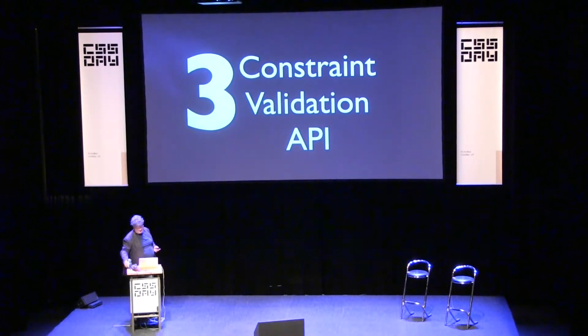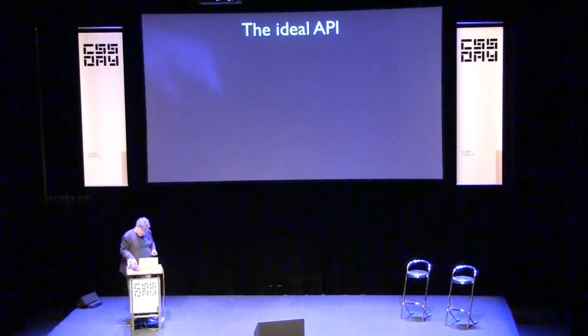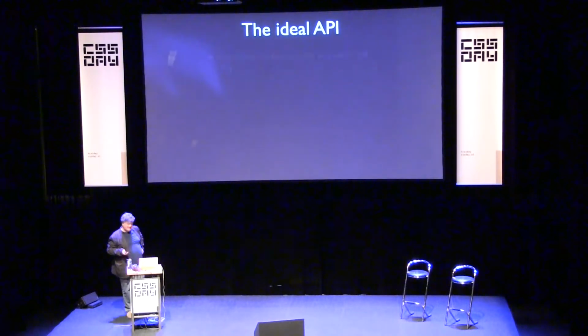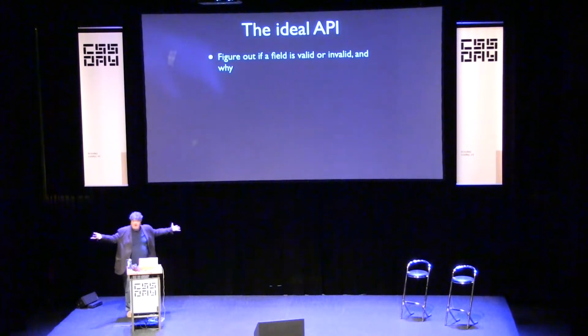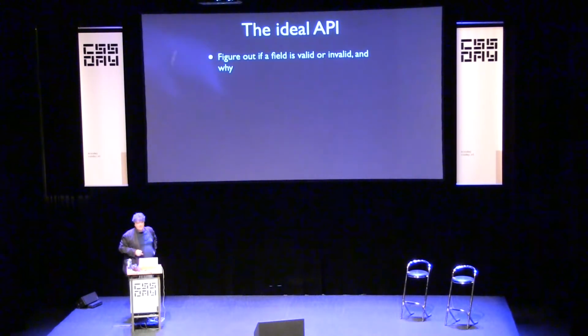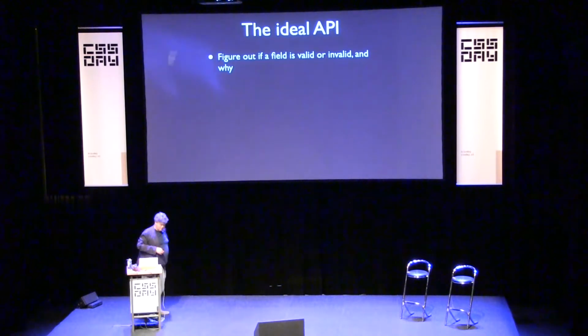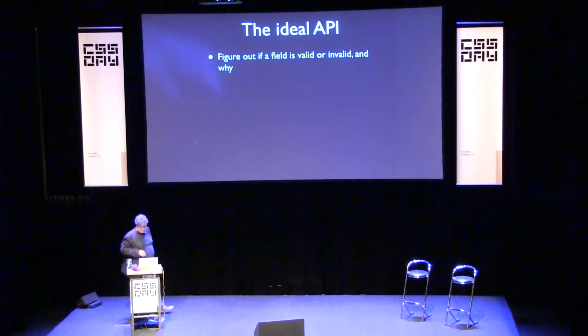Let's move to JavaScript, the Constraint Validation API, which is a part of the HTML5 specification. Before we start talking about the actual API, let's try to briefly define what we would like the API to be. As far as I'm concerned, the ideal API figures out if a field is invalid and why. Well, duh, of course. But you should never take this kind of stuff for granted, especially not when you do browser compatibility research.